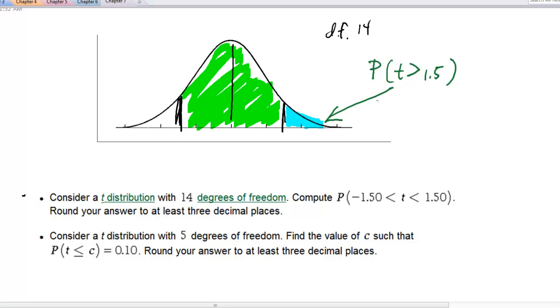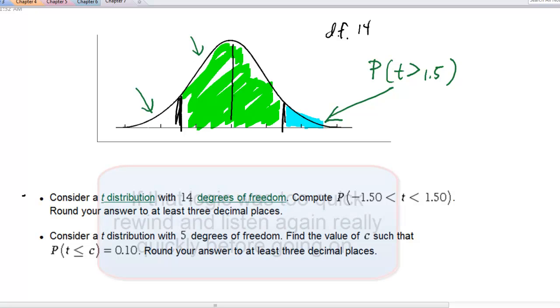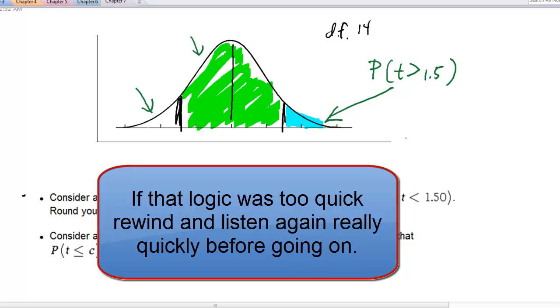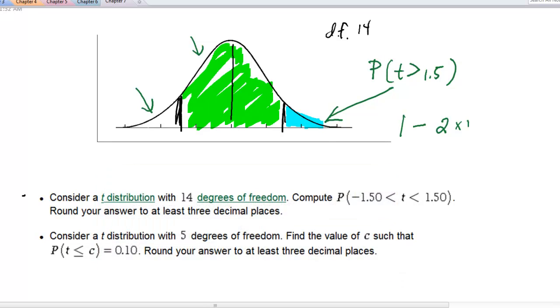Now I want you to think for a second. Not only is P of t greater than 1.5 this area here, it's also this area here. And if we add both those areas together and subtract it from 1, won't we have the green area? Yes, we will. So if we go 1 minus 2 times P of t greater than 1.5, that will be our answer. When they ask you for the area in between and they have the same number in both places, it's a cool little trick.